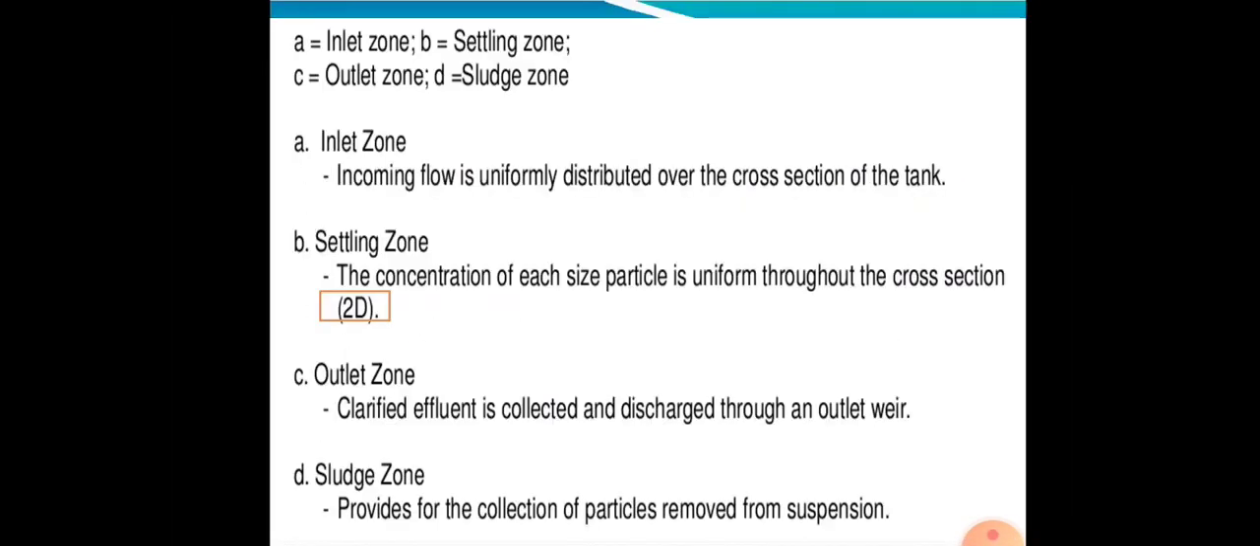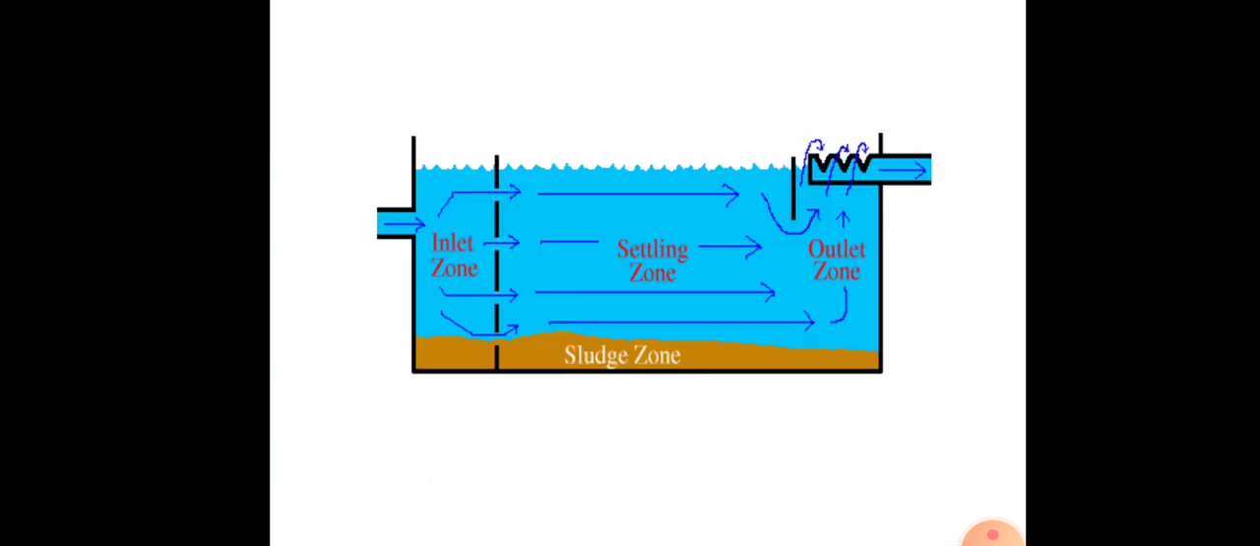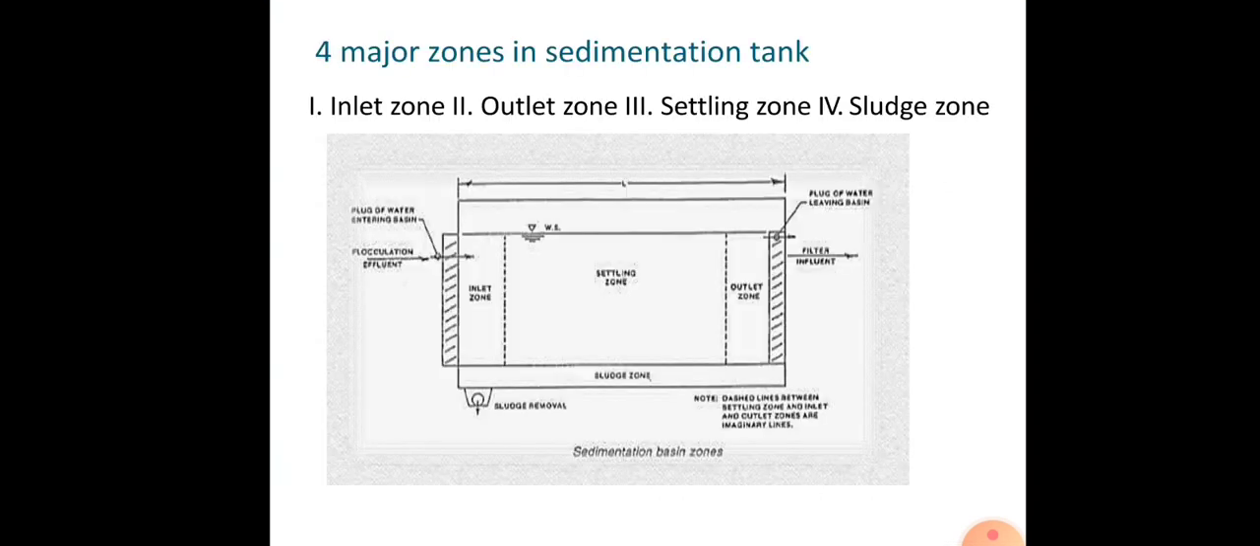As you see, inlet zone means, like what I explained earlier, the incoming flow will be distributed uniformly over the cross section of the tank. Settling zone means the concentration of each size of particle will be uniform throughout the cross section. Sludge zone means it provides for the collection of the particles that are removed from suspension. Then you have the outlet zone, where the clarified water or effluent will be collected and discharged through the outlet weir. So these are the 4 major zones in a sedimentation tank.